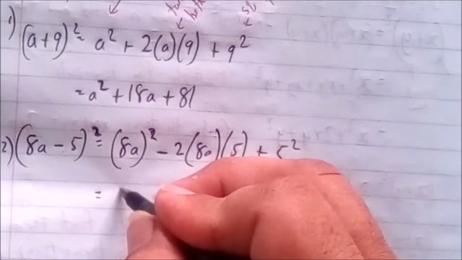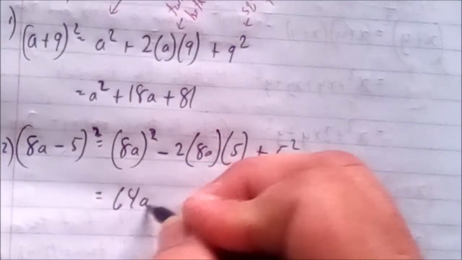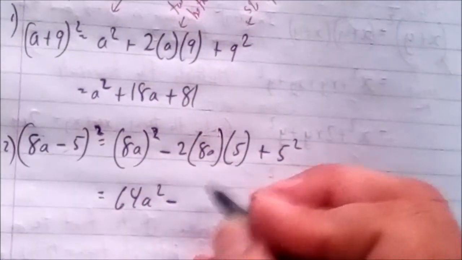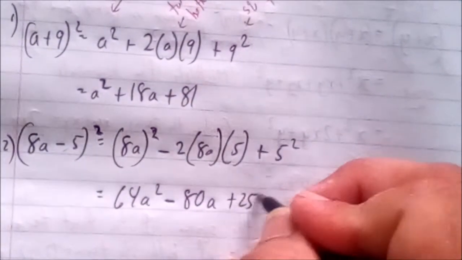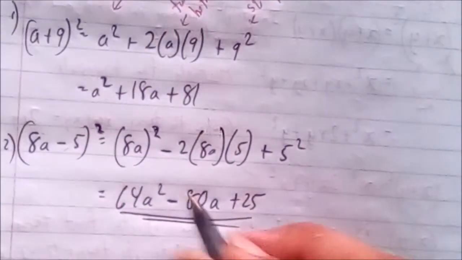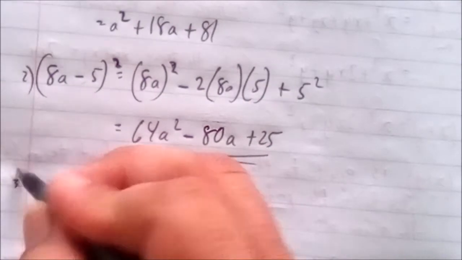This gives me now 8 times 8, 64a squared minus 80a plus 25, and we finish there. See how fast those steps are? Now go to our next example.